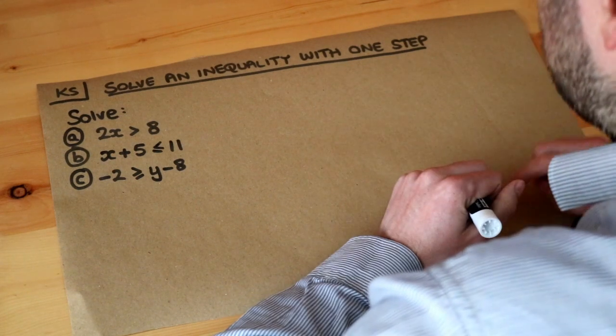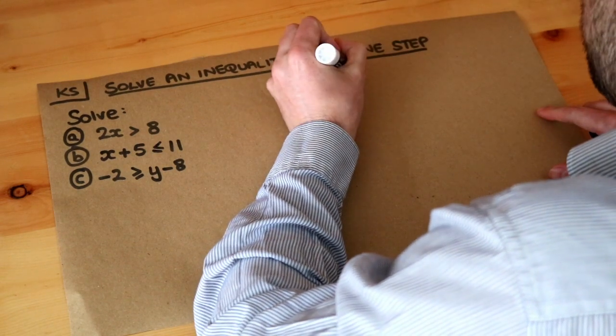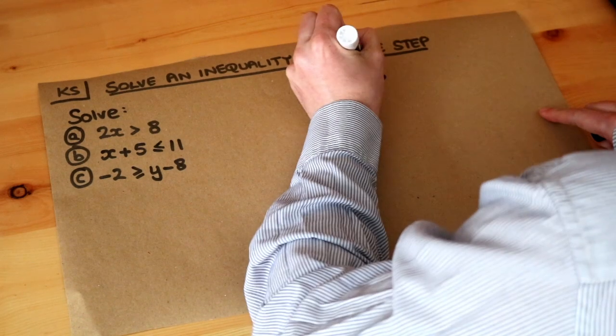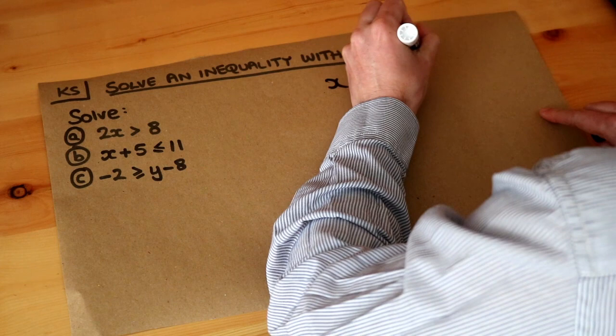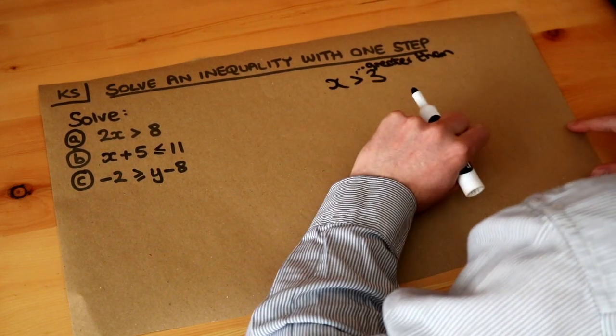Now in previous videos we saw what inequalities were. So for example, if we wrote x is greater than 3, that symbol there just means greater than. And that's basically saying that x can be any value that's greater than 3.